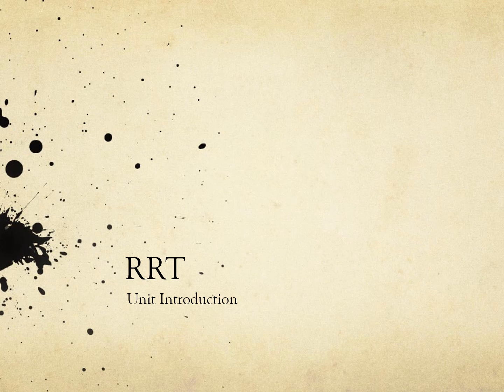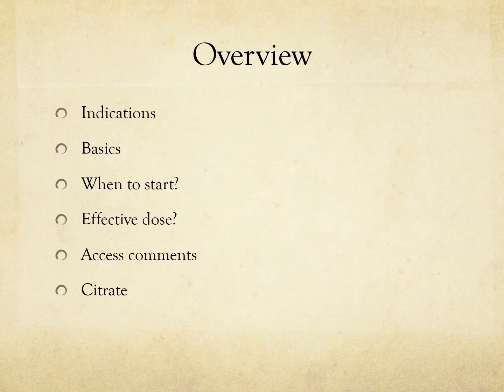This presentation will cover an introduction into renal replacement therapy when used on critical care. So we're going to talk about the indications for RRT, a bit of basics about how it works, when to start it, what an effective dose is, comments around access, meaning which lines we should use and where, and we're going to discuss citrate anticoagulation.